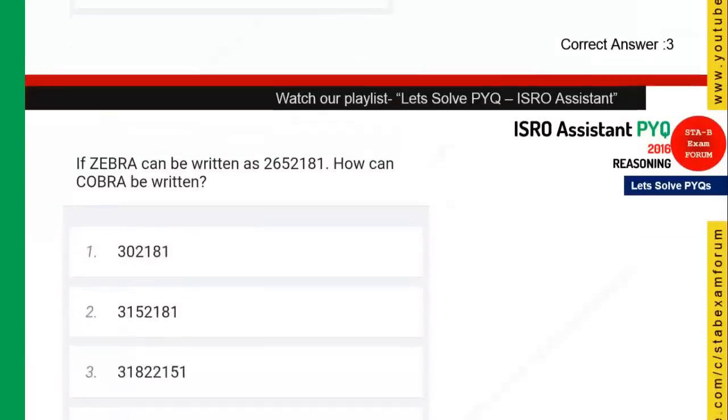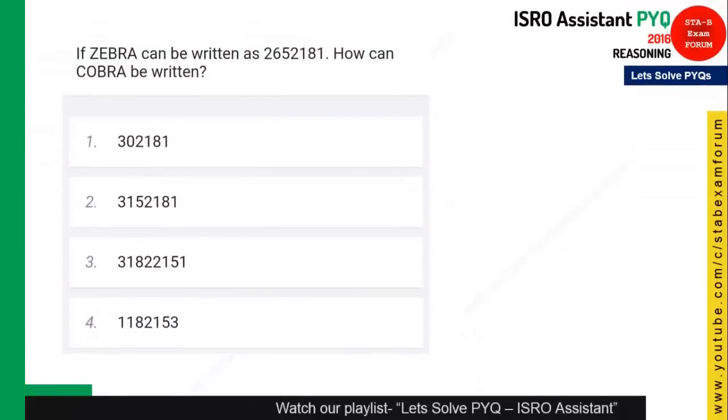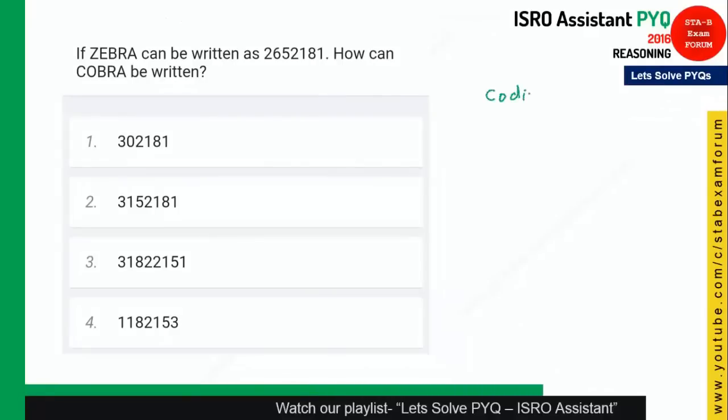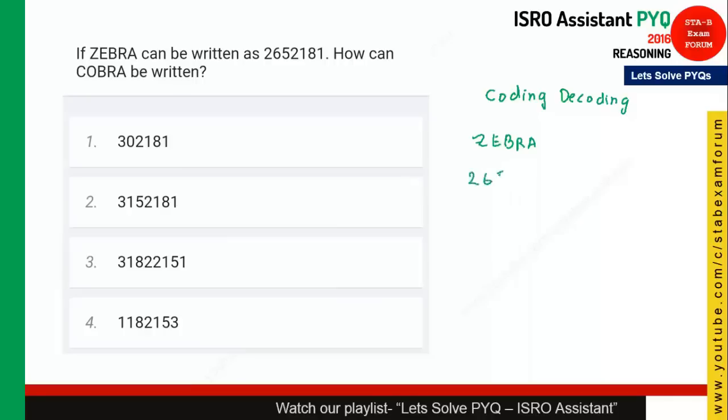Coming to the next question, it is again from coding decoding, a very simple one. Now the word is ZEBRA, and it is written as 26 5 2 18 1. Student, don't be afraid of this number.